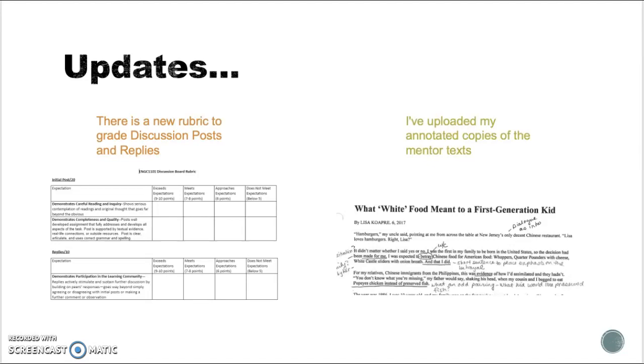I also have posted all of my annotated copies of the mentor texts that we read last week. So what white food meant to first generation kid, school days, the physics of forbidden love, and the good daughter. I have them all in a folder. They are not in part 1 or part 2 because I have them just in week 3. So you can find them there, and you can go and take a look and see if you missed something or if I missed something. All right, so those are my updates.